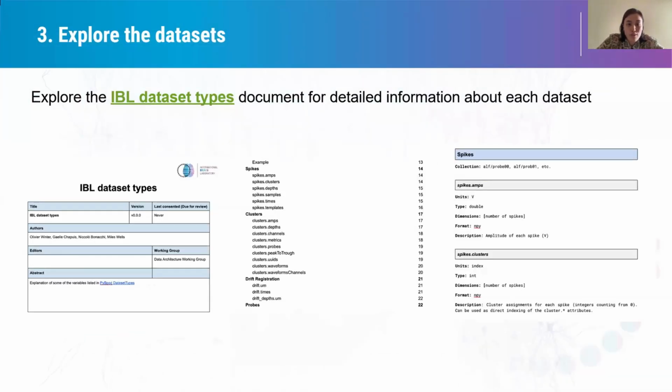Then I would refer you to this Google documentation that we have called IBL dataset types. This is a big reference of all the datasets that we've made available. There's an index at the front that lists all of the individual datasets, and for each one, you can click on it and it will take you to the actual description of that dataset. For example, on the right-hand side, we're describing some of the spikes datasets. There's spikes.amps, and it shows the units of that dataset, the expected dimension, and a short description of what that dataset contains. You could also start by scrolling through this document, seeing what's available, and getting a handle on the kind of datasets you probably need for your analysis.